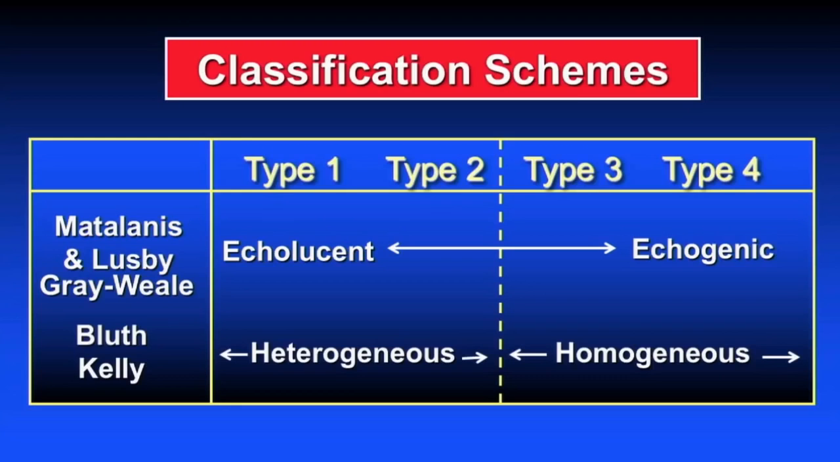For heterogeneous plaque, the differentiation is more than 50% of the plaque volume is sonolucent. In type 1 plaque, it's completely echolucent, sonolucent. In type 2, it's more than 50% sonolucent. Type 3 plaque is less than 50% sonolucent, and type 4 plaque is completely uniformly echogenic. And that's the type of plaque that I'm calling homogeneous plaque.